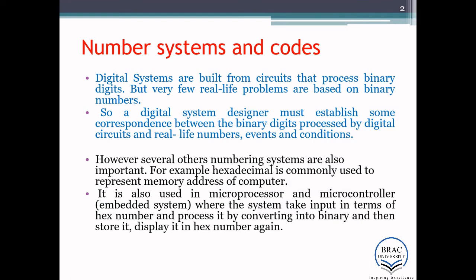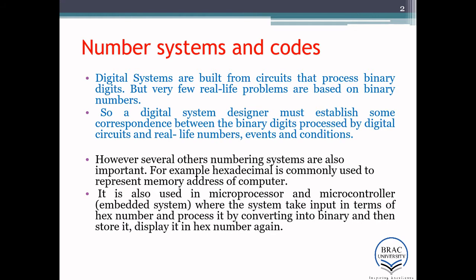Digital systems are built from circuits that process binary digits, but very few real-life problems are based on binary numbers. So a digital system designer must establish some correspondence between the binary digits processed by digital circuits and real-life numbers, events, and conditions. However, several other number systems are also important.